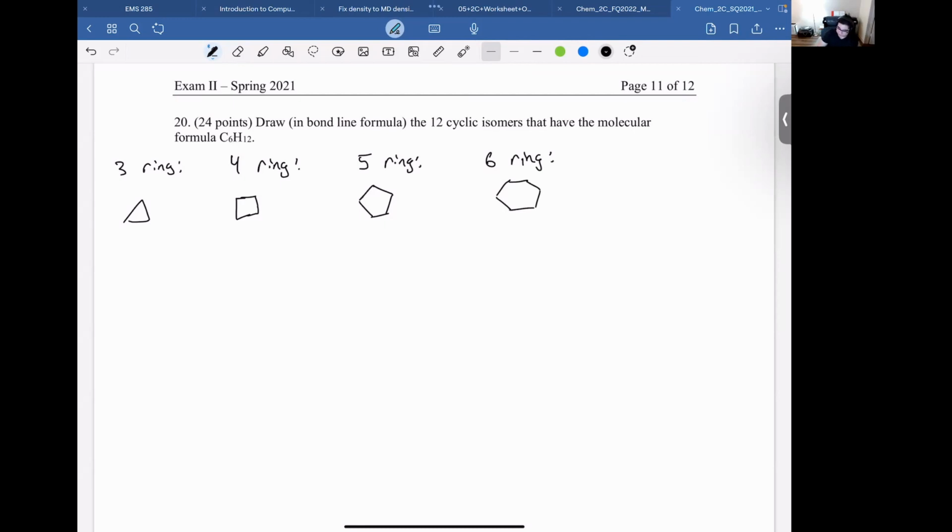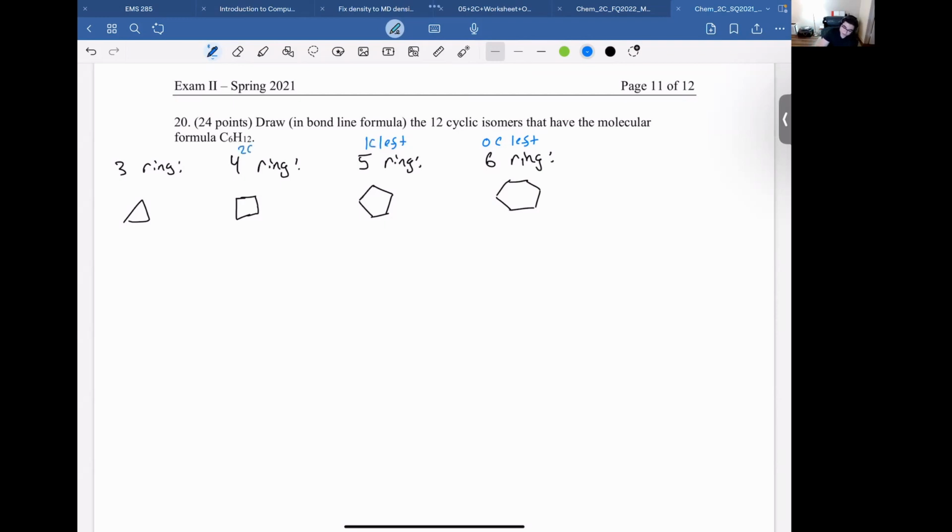So in each of these, you can keep count of how many carbons you have left. In a 6-membered ring, I have no carbons left. In a 5-membered ring, I have 1 carbon left that I can move around, that I have to put somewhere.